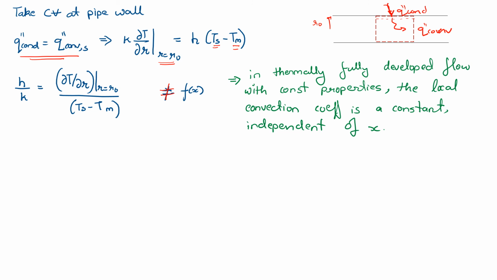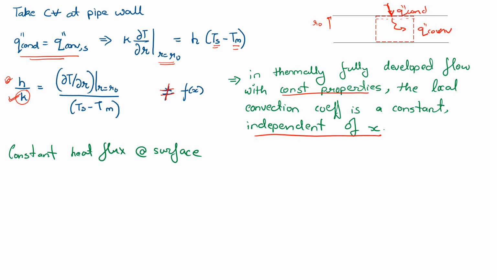So we can say that in a thermally fully developed flow with constant properties, which means if your k is constant, for constant properties, the local convection coefficient is a constant and independent of x. So if you have constant properties, and we've seen that these temperature ratios are not a function of x, that means that your h will also not be a function of x.